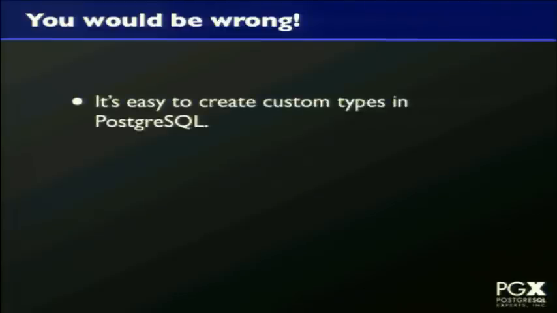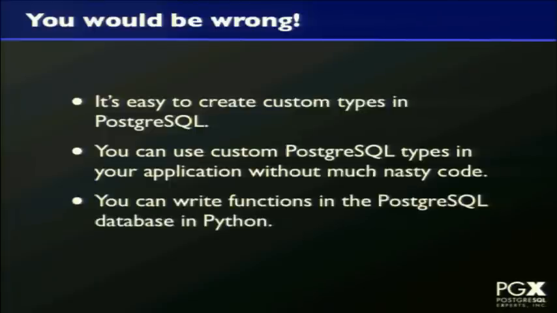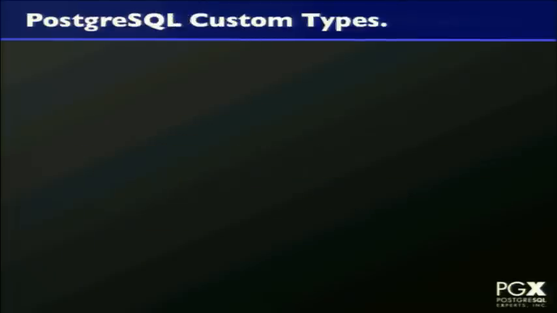It's actually really easy to create custom types in Postgres. And you can write custom Postgres types in your application without too much nasty code. A little bit of nasty code, but not too much nasty code. And you can write functions that run inside of Postgres in Python. You actually have 2 different ways of doing it.